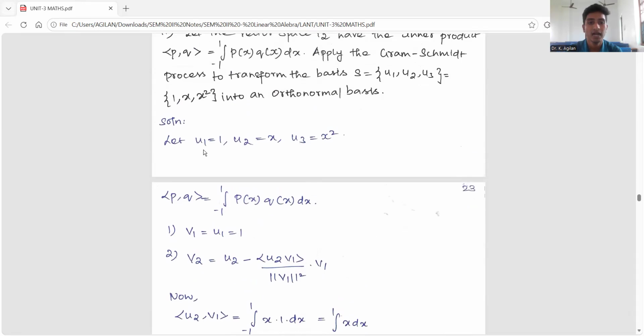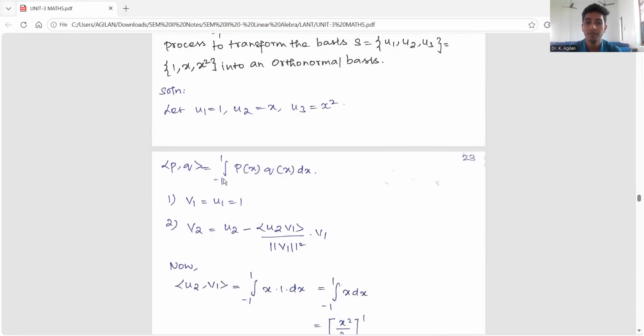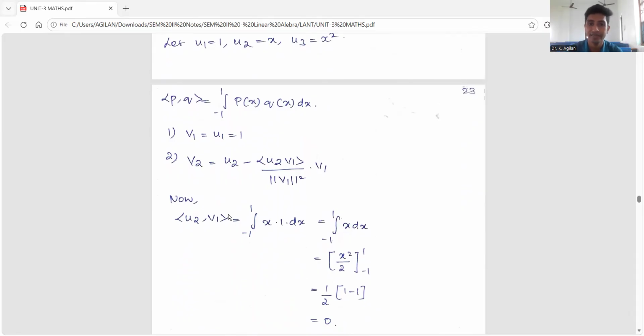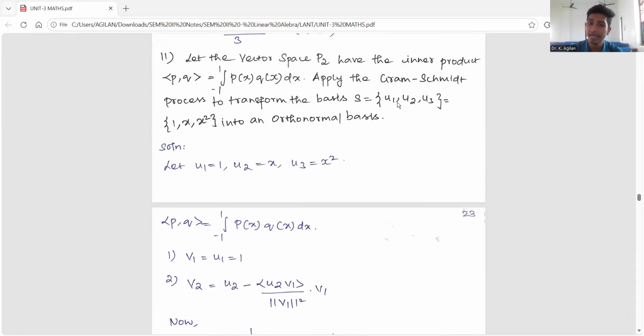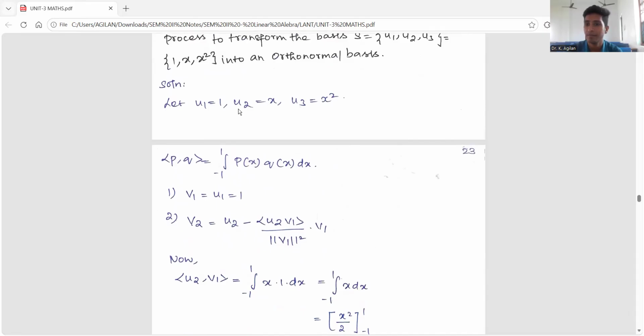Next, here the given P2 is nothing but polynomials. So 1 is a polynomial, x is a polynomial, and x^2 is also a polynomial. And the inner product of p, q is also given. This is nothing but the integral from -1 to 1 of p(x) q(x) dx. Well, so now we need to find v1, v2, v3. Or else we can consider 1, x, x^2 as u1, u2, u3 and find v1, v2, v3. This is the same, those are just the parameters.